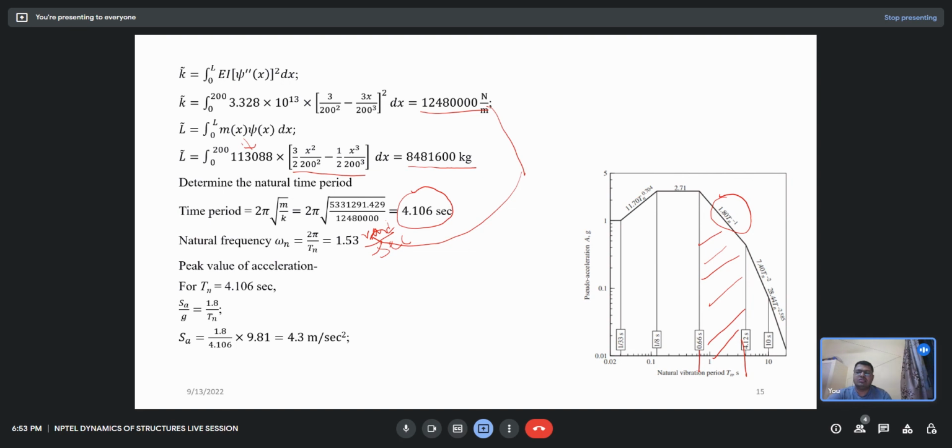So SA by G comes out to be 1.8 divided by Tn. Put the value of Tn here and multiply it with 9.81. So that is 4.3 meter per second square. Now the peak response is scaled to 0.25 G. So SA is scaled to 0.25 times 4.3, which becomes 1.075 meter per second square.